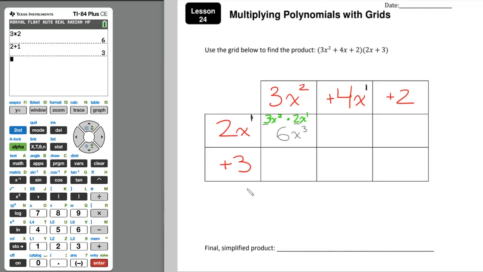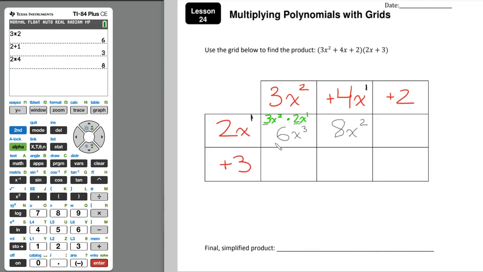So again, I'm moving over to this box. It doesn't matter which box you do in which order. I'm just going to do this one. This is 4 times 2. 4 times 2 in my calculator would make 8. So I'm going to put 8 here. And then I'm going to add my exponents, x and x. 1 plus 1 makes 2. So it's going to be x squared.